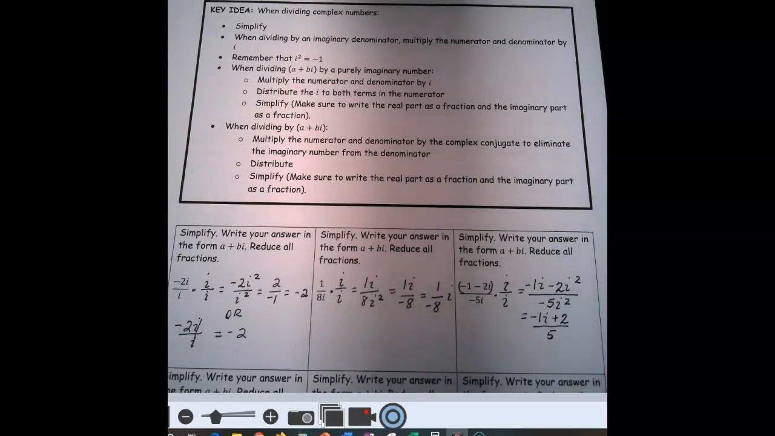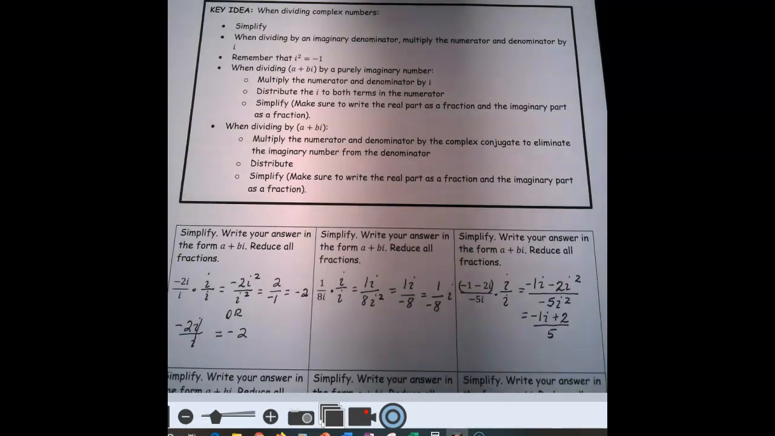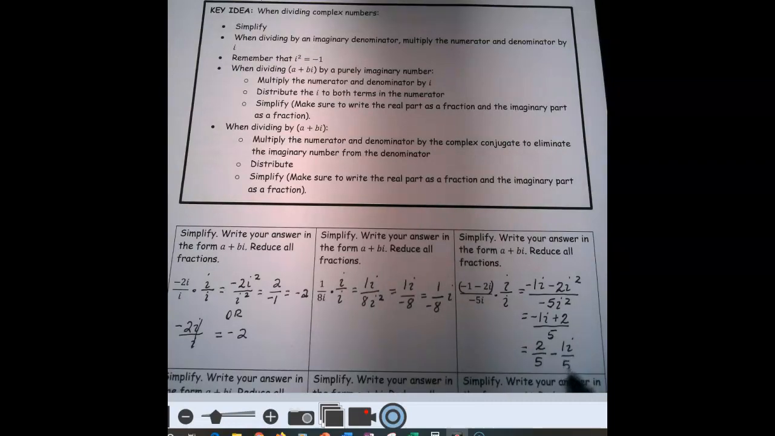Now you would think, oh, go ahead and just leave it this way. But first of all, they ask us to write this in the form of a plus bi, so we've got to change the order of it. Secondly, remember I said, make sure to write the real part as a fraction and the imaginary part as a fraction. So instead, we're going to write it this way: 2 over 5 minus 1i over 5. This would be the correct way to write it.